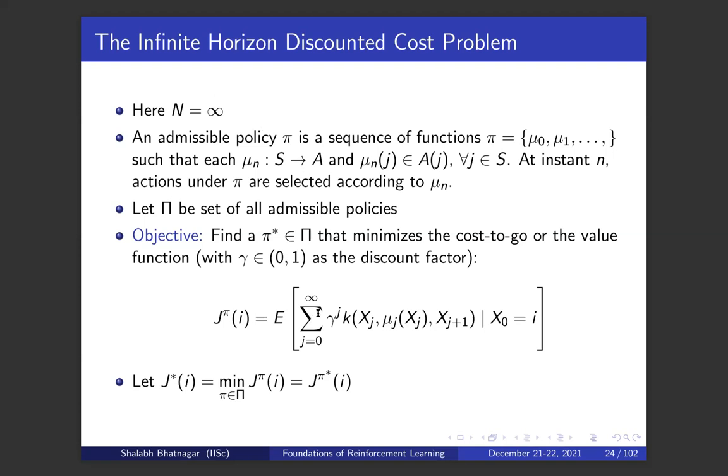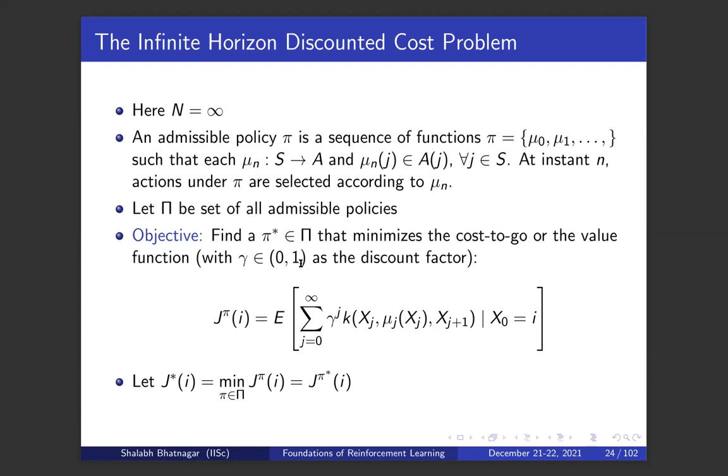So here the goal is that you want to find an optimal policy pi star that minimizes the cost to go, which is the sum over j equals 0 to infinity of this whole thing. The single stage costs are weighted by this discount factor. At time 0, gamma power 0 is 1, so the weight is 1. Then at time 1, at the next instant, you assign a weight of gamma. At the next instant, you assign a weight of gamma squared, and so on.